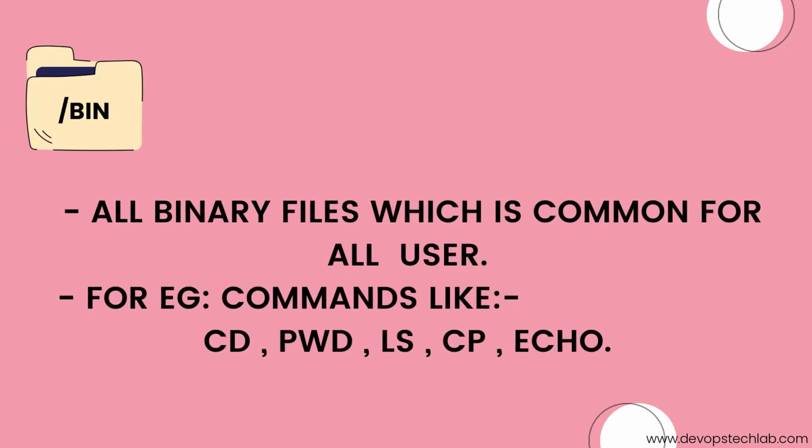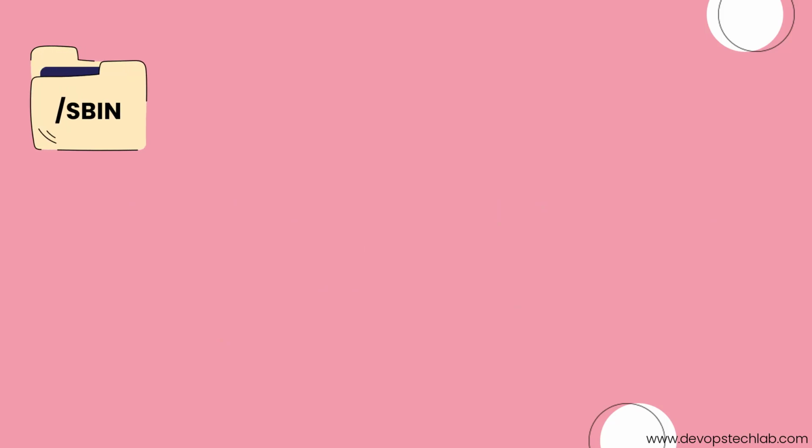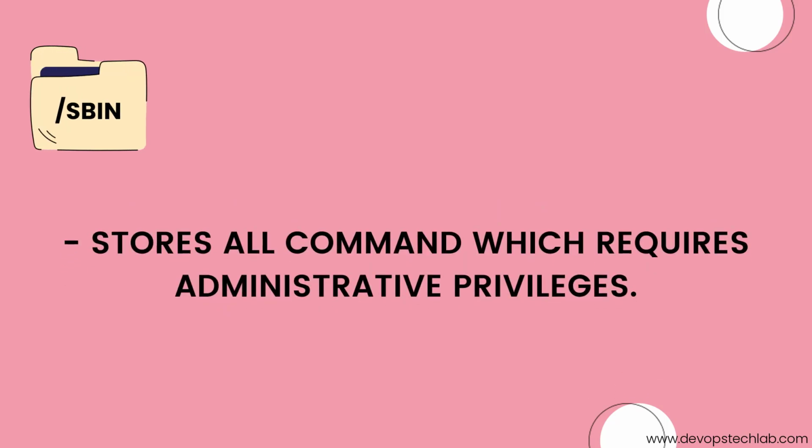Next comes /bin directory. All binary files are stored here, which are common for all users. Whatever commands a user runs will all be stored here, for example, date, cal, echo, cd, pwd, ls. Next is /sbin directory. There are a few commands in Linux which require administrative privileges to run, and only the root user can run these commands. All those commands will be stored in /sbin directory.